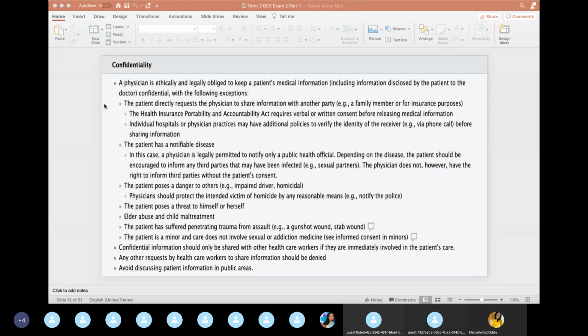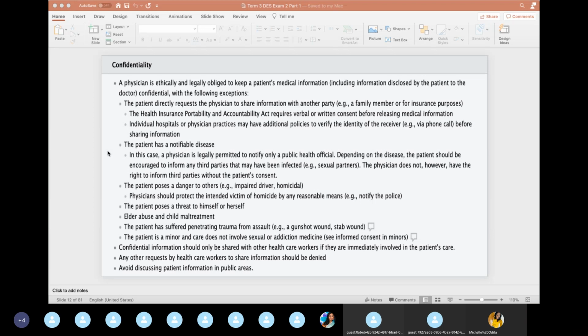So let's summarize confidentiality. What are the exceptions? First, if the patient says yes, go ahead, share the information. Second, the patient has a notifiable disease. The only one who can know about this is the public health official. You don't have the right to inform third parties without the patient's consent. Third, the patient poses a danger to others. If the patient is homicidal, the patient wants to kill someone, or it's an impaired driver, you need to protect the intended victim by notifying the police and calling that intended victim.